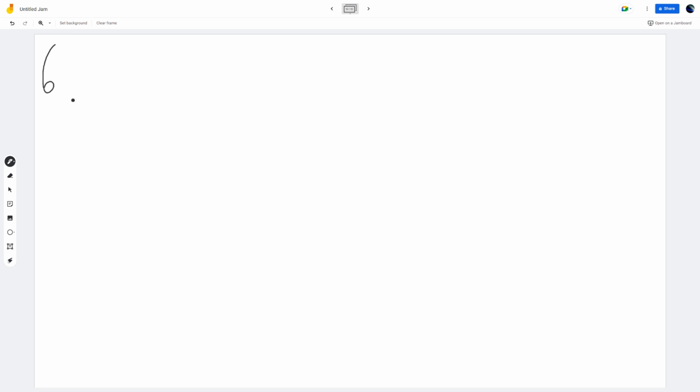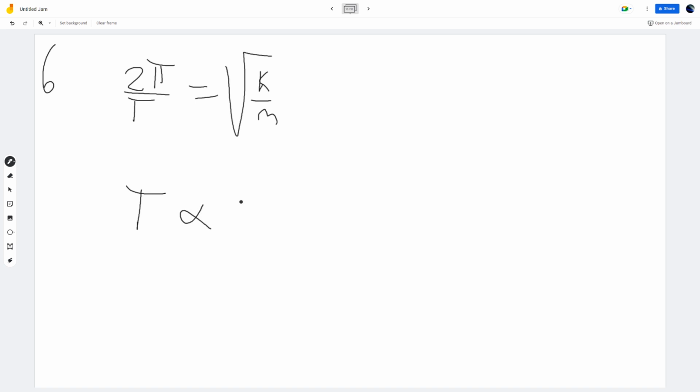A student is interested in determining the experimental value of the spring constant for a spring mass system oscillating in simple harmonic motion. Explain how period of oscillation and mass of system are related to the spring constant. So we have this relation: period, and then spring constant and mass. The period is proportional to the square root of the mass. The period is proportional to the inverse of the square root of the spring constant.